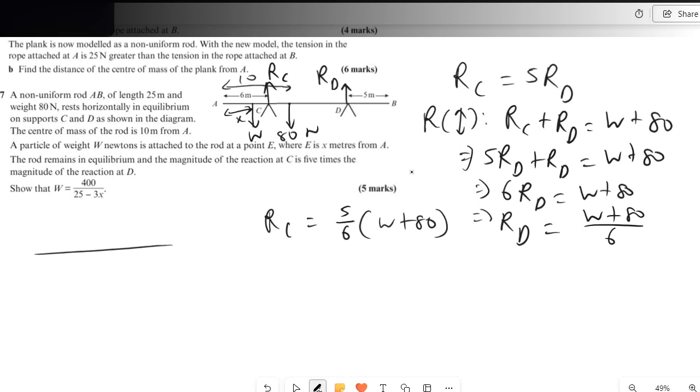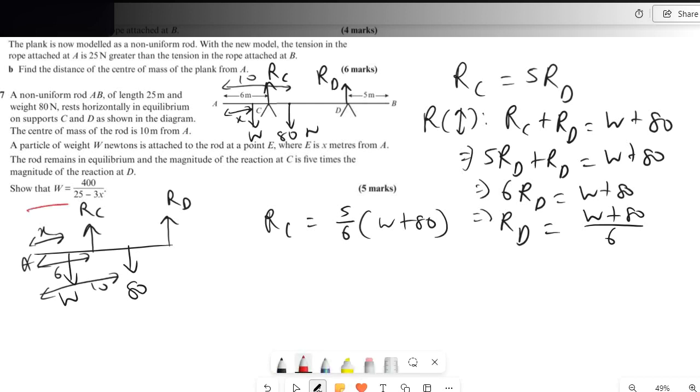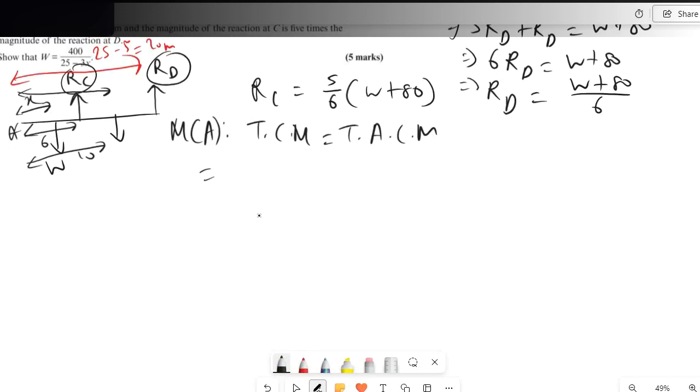Now if we take moments from A, we can see that there will be a weight W, there will be 80 newtons here, similarly a reaction at C and a reaction at D. So because this is the distance X, this is 6 and this is 10, and the distance from A to D, which is shown in red, is going to be the whole length of AB minus this 5. So it's going to be 25 minus 5, which is 20 meters. So taking moments from A, we can say that the total clockwise moment is equal to the total anti-clockwise moment, because the system is in equilibrium.